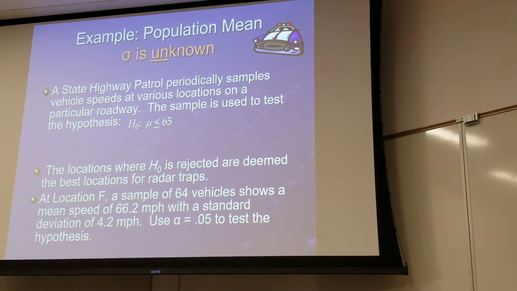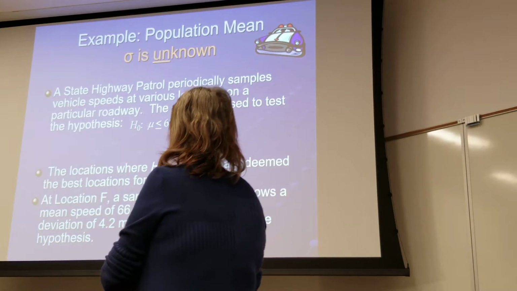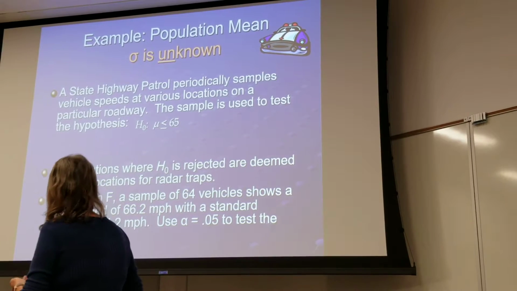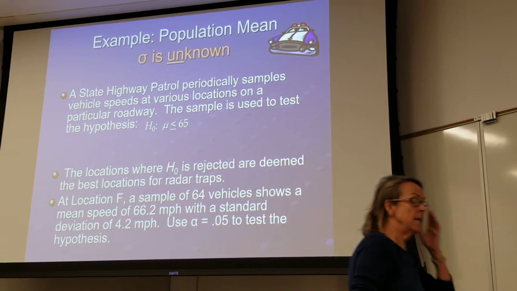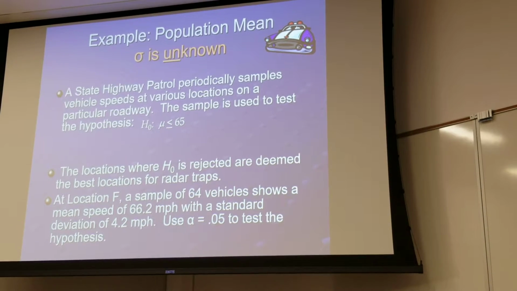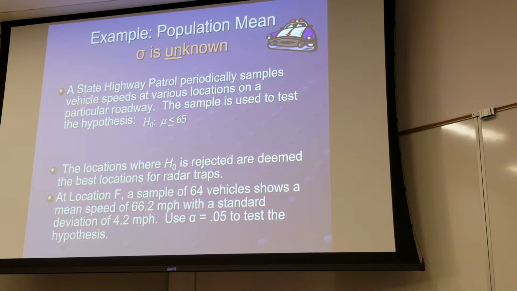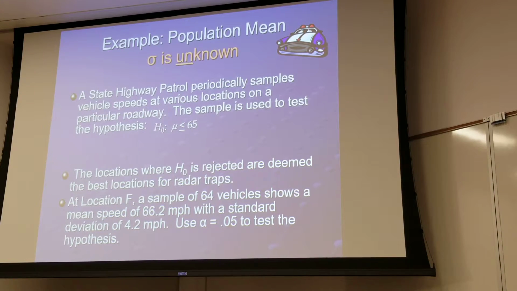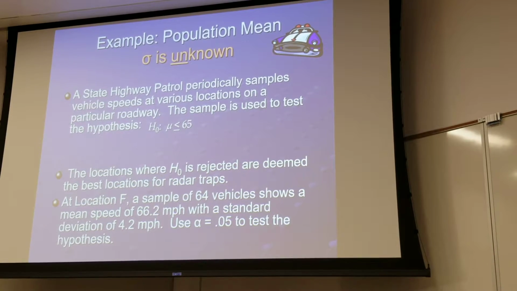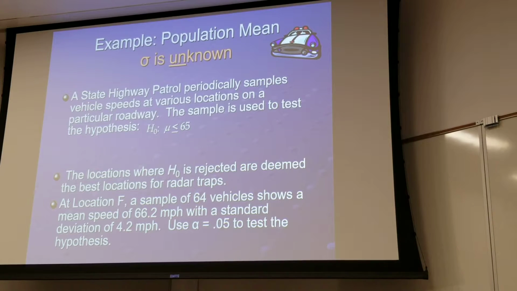So, all right, a state highway patrol periodically samples vehicle speeds at various locations on a particular roadway. The sample is used to test the hypotheses that mu is less than or equal to 65. Is this a 1 or a 2-tailed test? Left or right? It's a right-tailed test. Very good. Because I can only prove them wrong if I get something higher, right? Okay, so the locations where the null is rejected are the best places for them to put radar traps.